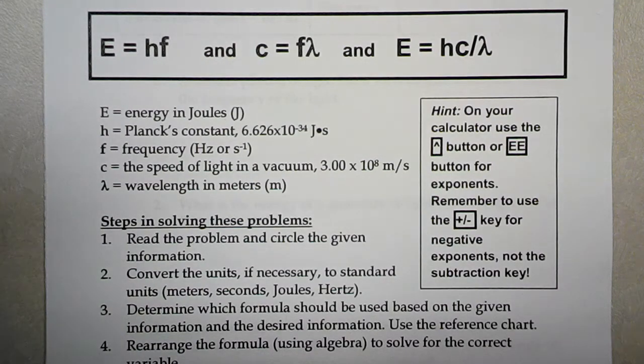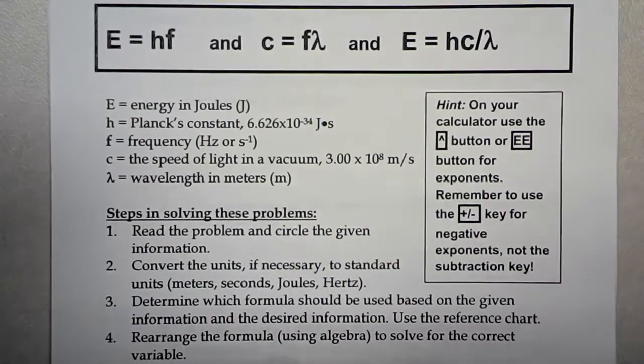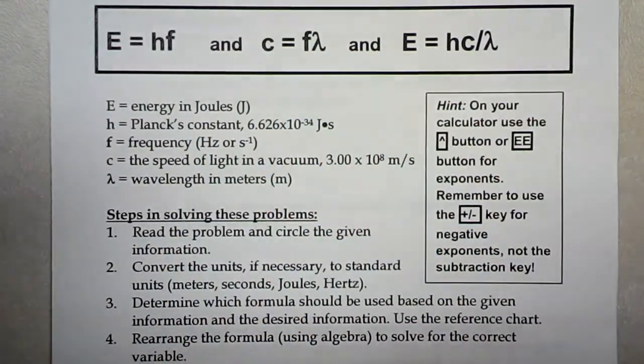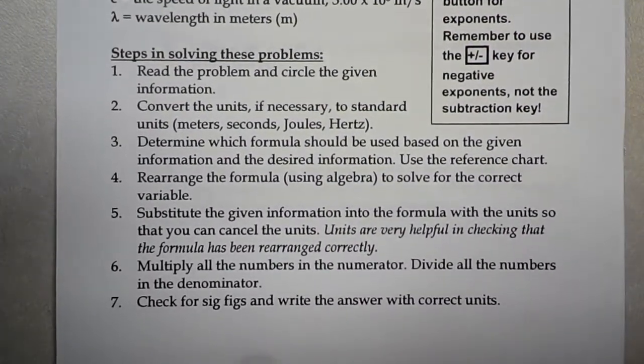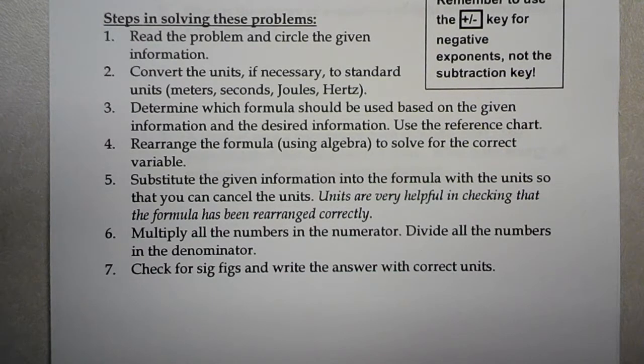Today we're going to be reviewing how to do the calculations for energy, including wavelength and frequency, Planck's constant, and the speed of light. What's really helpful before you get started is to know these three formulas, as well as how to use the EE button on your calculator. That's important. And also to use these steps in solving every problem.